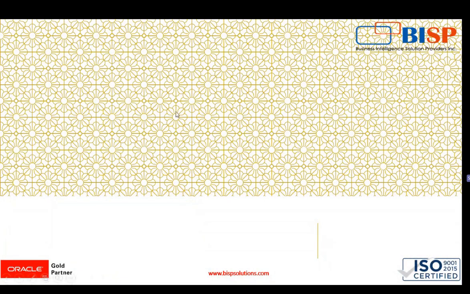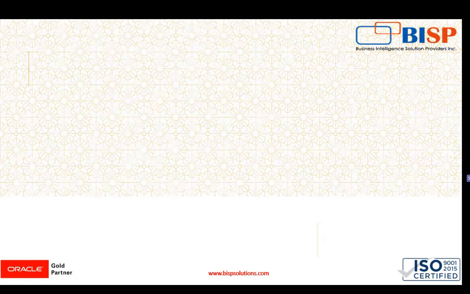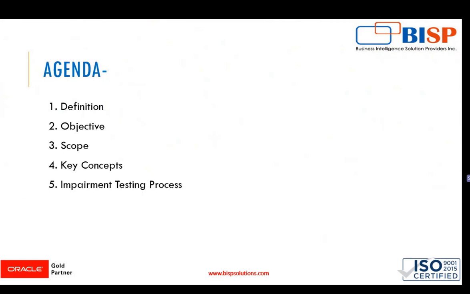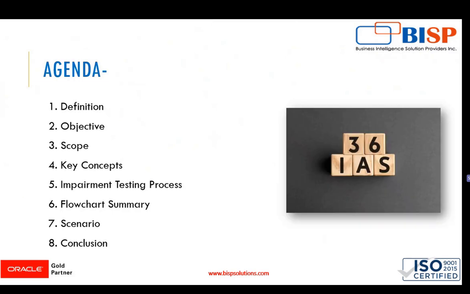BISP Solutions is a tech company that provides technical solutions across the world. Today we will be taking the topic IAS 36 in fixed assets management. First of all, our agenda covers definition, objectives, scope, key concepts, impairment testing process, flowchart summary for the impairment testing process, and scenario, then conclusion.